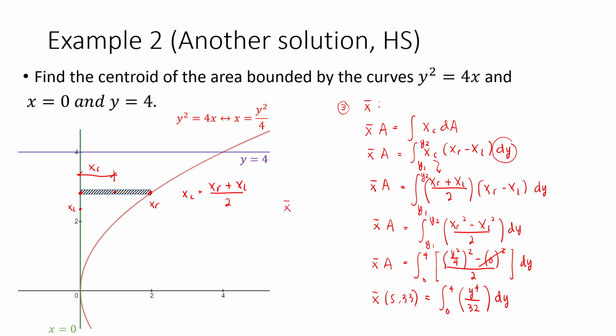So this gives you bar x times 5.33. Then the right side is the same as earlier, 6.4. And then bar x is 1.2 units.